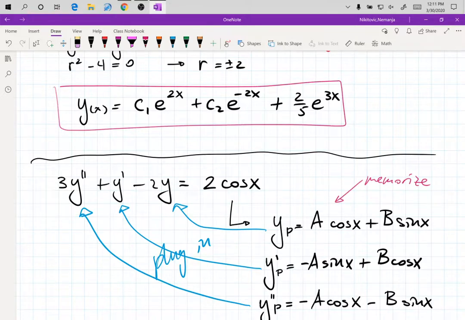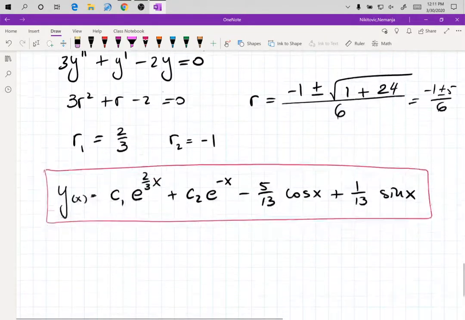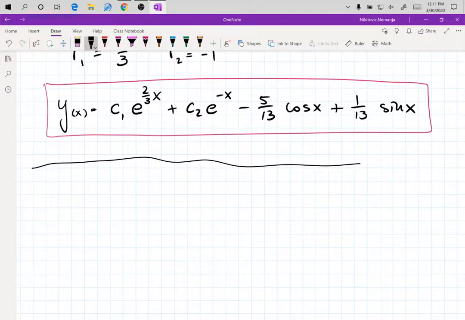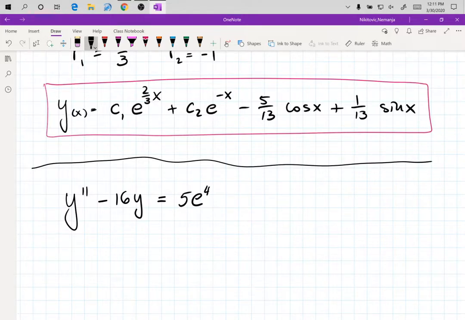Well, it's time for us to see what happens if we have a duplication in our problem, because the solution might come up where you have multiple terms that have the same solution. So let's see. y double prime minus 16y equals 5e to the 4x. So this is going to have duplication, right?